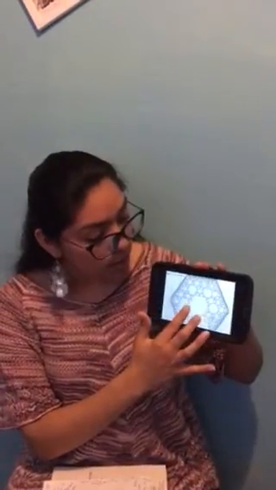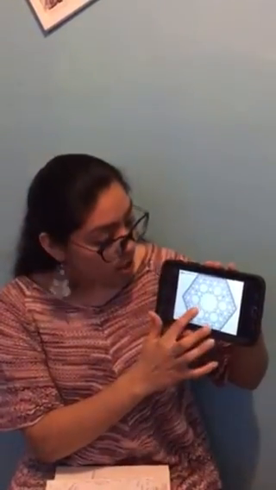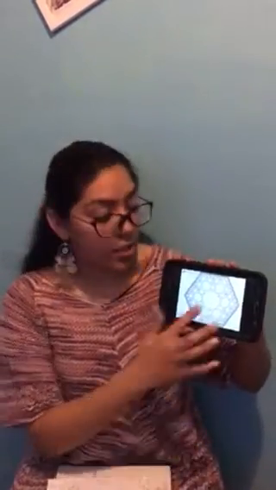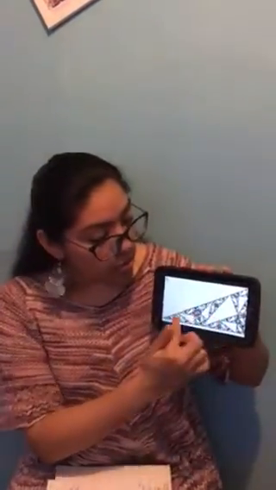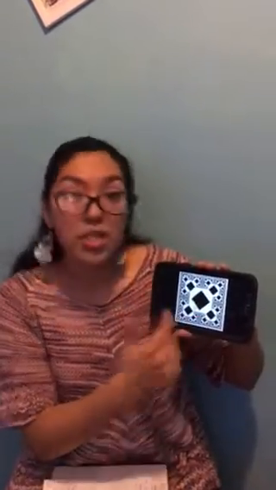Here we have a hexagon, and inside we have many different hexagons with different side measurements. Also, this one is a big triangle, and then we have triangles inside that triangle. These ones are squares, and we can see they're similar but in proportion.